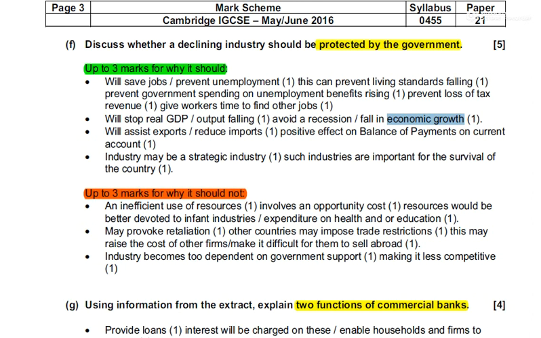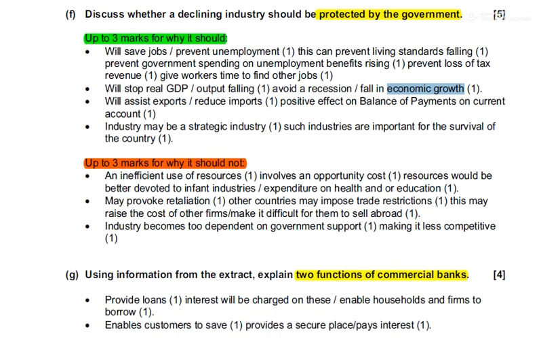You've got to link it to the objectives of the government. However, you've only got 3 marks so far. For another 2 or 3 marks: it's an inefficient use of resources. Opportunity cost. Government money could be better spent elsewhere. That's the big one, i.e. on health and education. So that well explained will get you 2 or 3 marks.